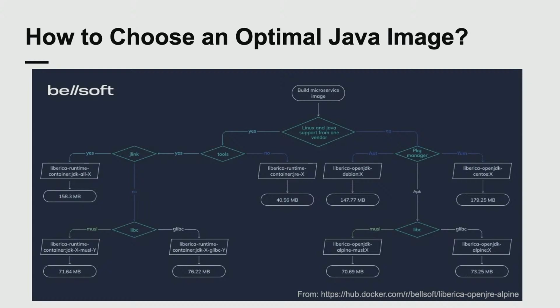So since we know that we can use Liberica OpenJDK to run our application, but when BellSoft provided the optimized Java image on Docker Hub, there's still a lot of variants of the Java image. So you can see in this decision tree, they provide Liberica, the runtime container JDK, or you can use the JDK or JRE with different operating systems with different versions. So after you walk through this decision tree, you can find the perfect one for your OpenJDK Java image.